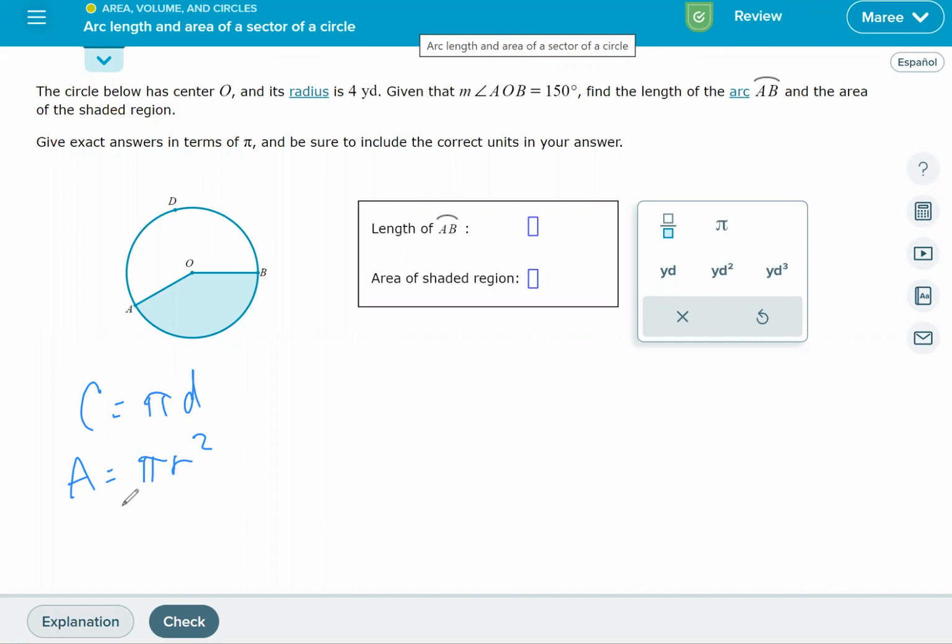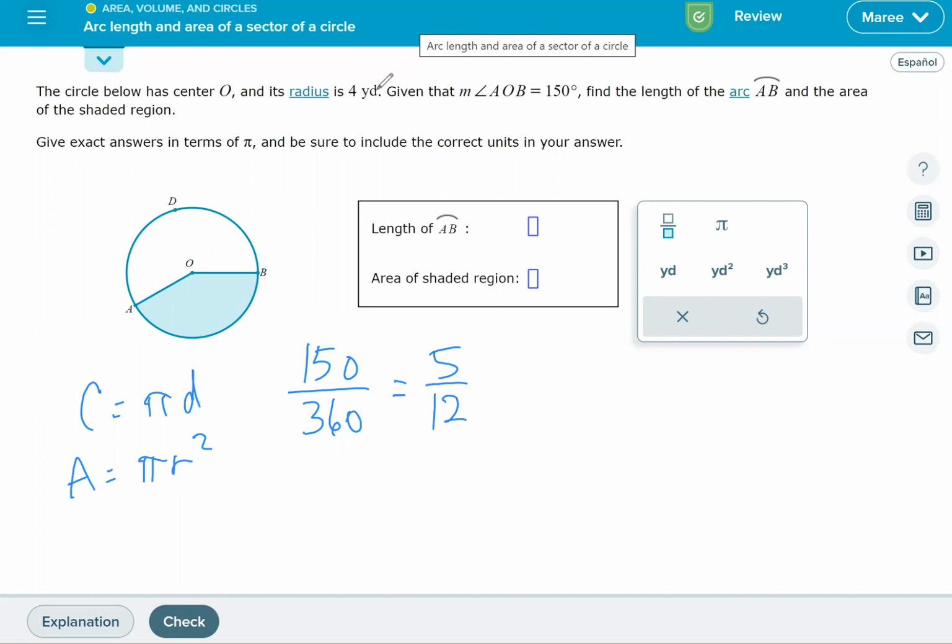Because we're taking a part of the circumference, we're going to look at the angle. It says 150 degrees, so we're taking a fraction, 150 divided by 360, and that's the fraction of the circle. We need to find the circumference and the area of the entire circle and then multiply by that fraction. 150/360 reduced is 5/12. So we want 5/12 of our circle.